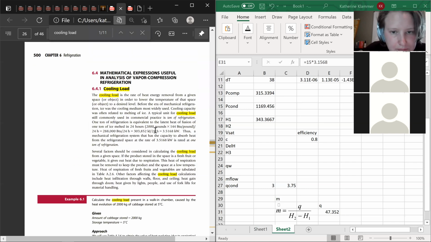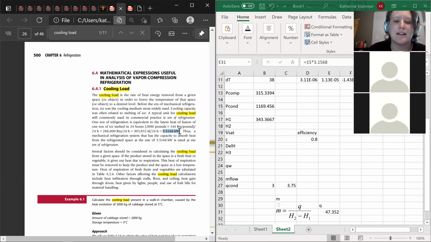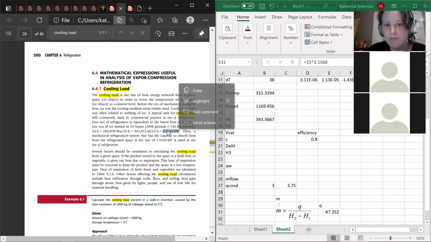Okay, yeah. So 1 ton of refrigerant is equivalent to the latent heat of fusion of 1 ton of ice melted in 24 hours. So that is 3.5168 kilowatts. That's for 1 ton of refrigeration, and that's the same across the board for every refrigerant. To find the flow rate, it's just multiplying that value by the load that you have. So I just picked 15 tons for that.